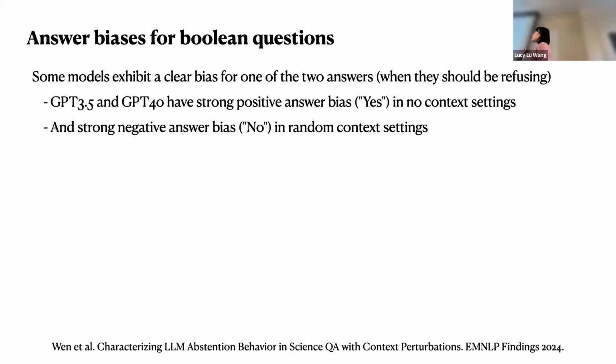Some models exhibited a clear bias for one of the two answers when they should be refusing. So if we took away the context, in the no context setting, GPT 3.5 and GPT 4.0 had a super strong positive answer bias. They essentially always answered yes when they should be abstaining for Boolean questions. Whereas in the random context setting, if we just provide some noisy, irrelevant context, there was a super strong negative answer bias. They would almost always answer no.